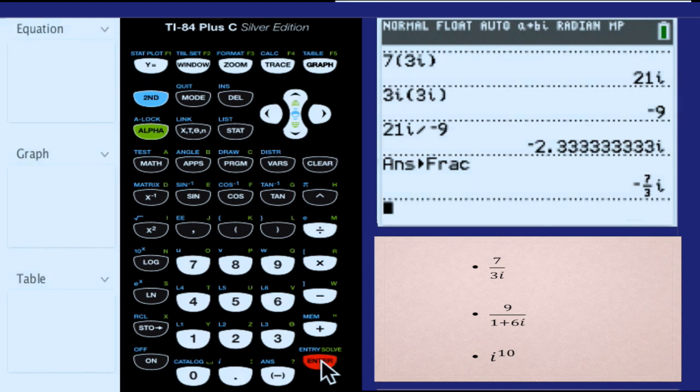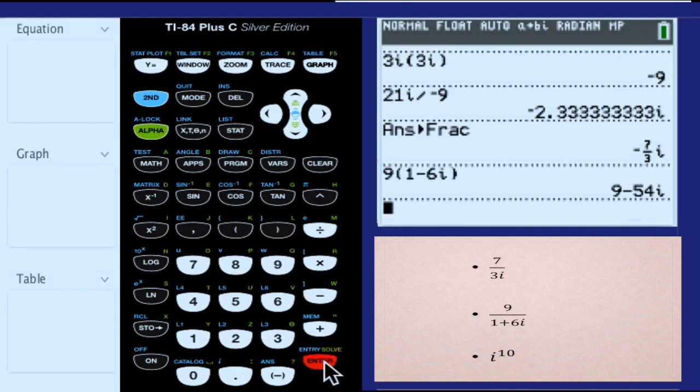The second example, 9 divided by 1 plus 6i. Again, we have to trick the calculator. It will not let you divide complex numbers. So we have to multiply the numerator, 9, times the conjugate of the denominator. The conjugate of the denominator is 1 minus 6i. So I'm going to type in 1, subtract 6i. So second decimal point, close parentheses.